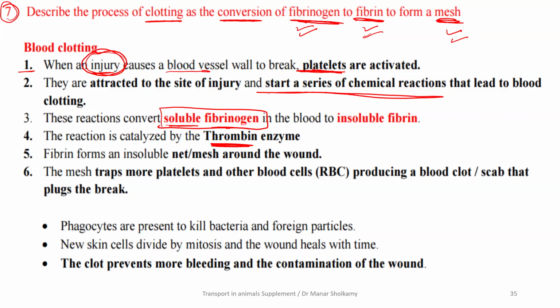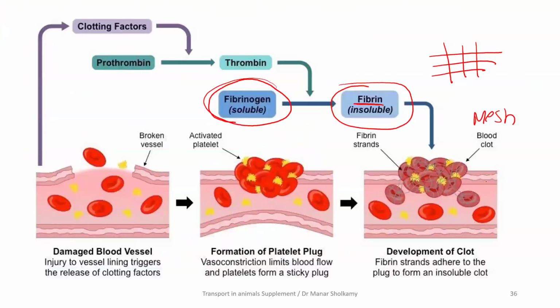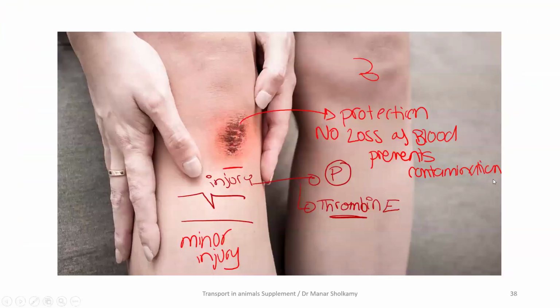So when the platelets and the thrombin enzyme are activated, soluble fibrinogen protein will be converted to insoluble fibrin. This insoluble fibrin will form a mesh or a net around the wound that will trap more platelets and more red blood cells, and any cell passing will be trapped to produce a blood clot or a scab. Okay? Now, healing will start. That's why you should not remove the scab.